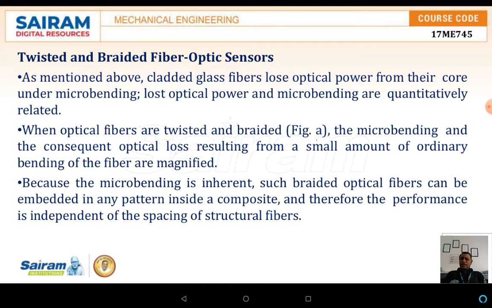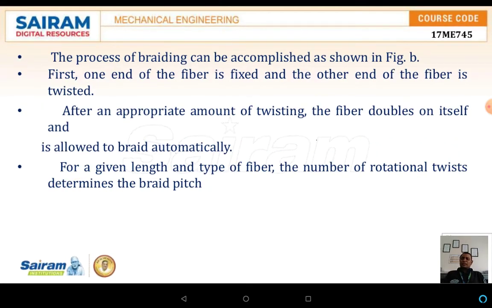Because of the micro bending and the inherent properties, the braided optical fibers can be embedded into any pattern, either a composite, and thereby the performance is independent of the spacing as well as the structural fibers. The process of braiding can be accomplished as shown in the figure.